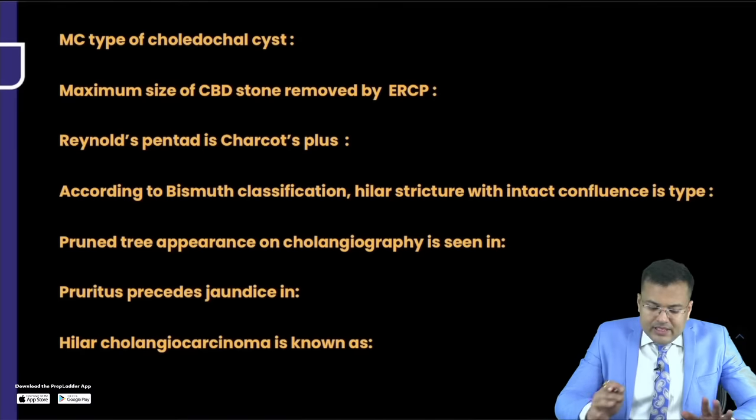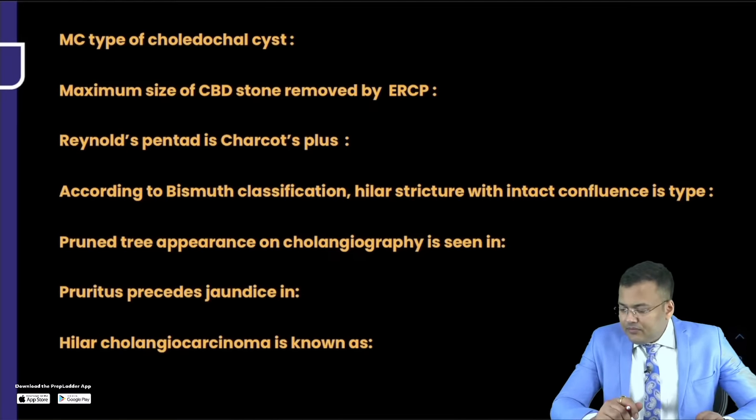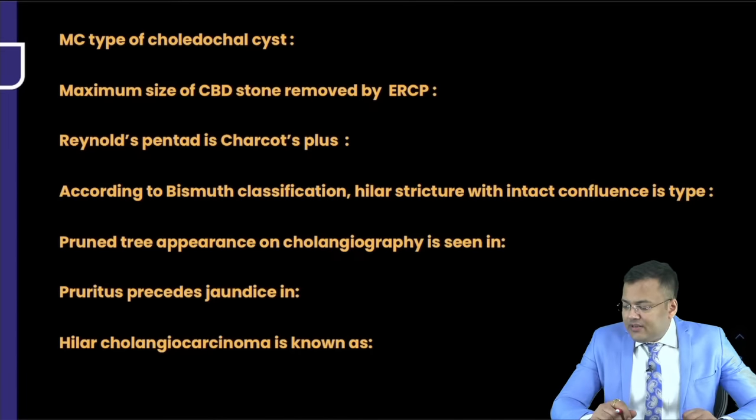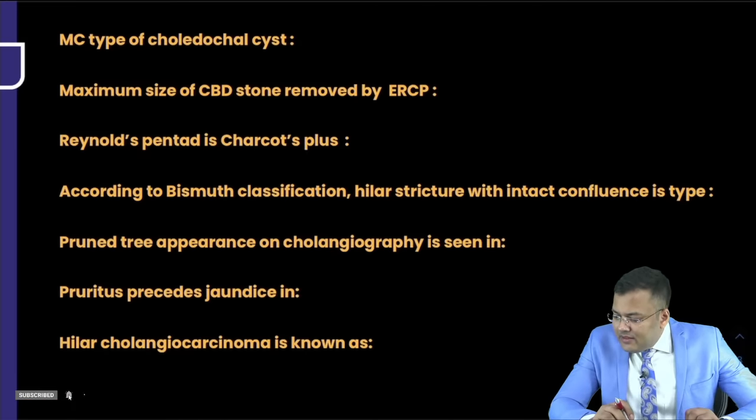When it is asked maximum absorptive capacity, then it is jejunum. Next question, tell me, what is the most common type of choledochal cyst? Rushali, tell me. Yes, type 5, type 3, type 1.